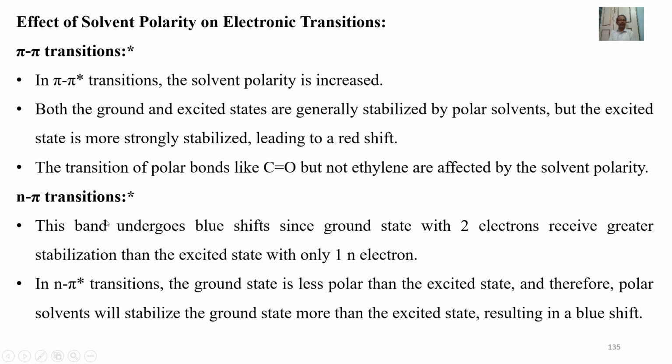N to pi star transitions. This band undergoes blue shifts since the ground state with 2 n electrons receives greater stabilization than the excited state with only 1 n electron. In n to pi star transitions, the ground state is less polar than the excited state, and therefore polar solvents will stabilize the ground state more than the excited state, resulting in a blue shift.